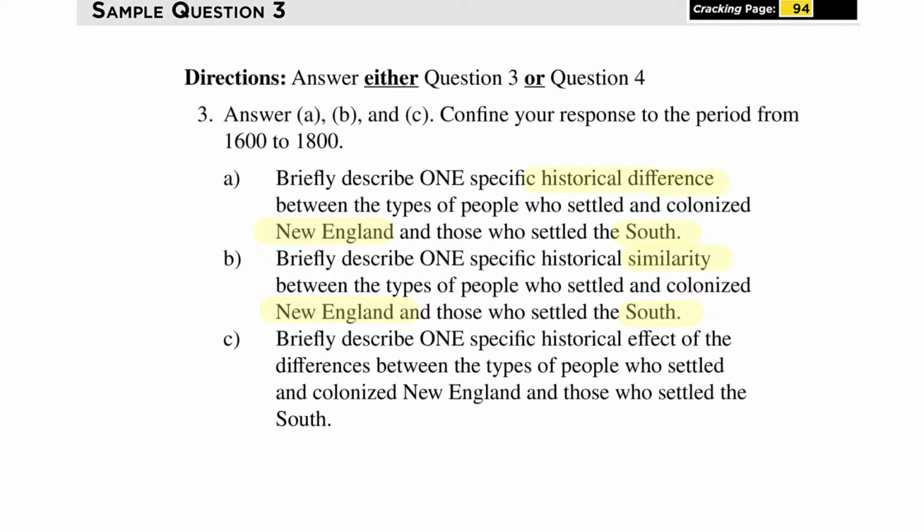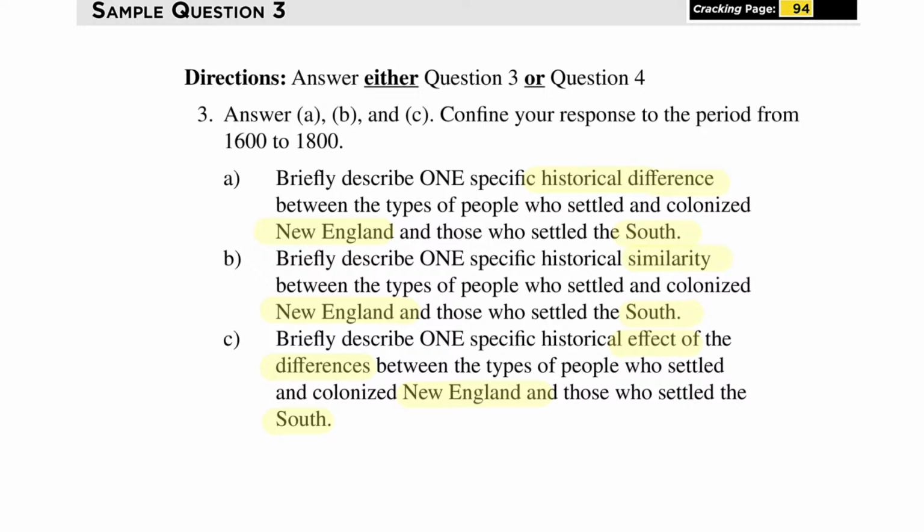So notice question A is a difference, question B is a similarity, and now question C. Briefly describe one specific historical effect of the differences between the types of people who settled and colonized New England and those who settled the South. So this one obviously requires us to know about the colonists, North versus South, differences, similarities, and a historical effect of some kind.